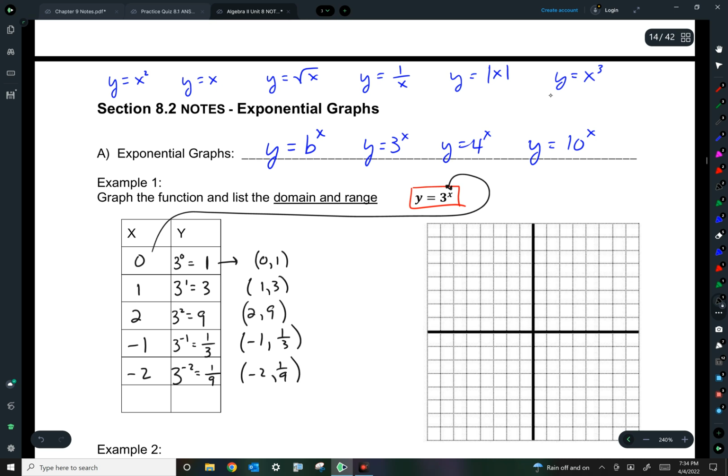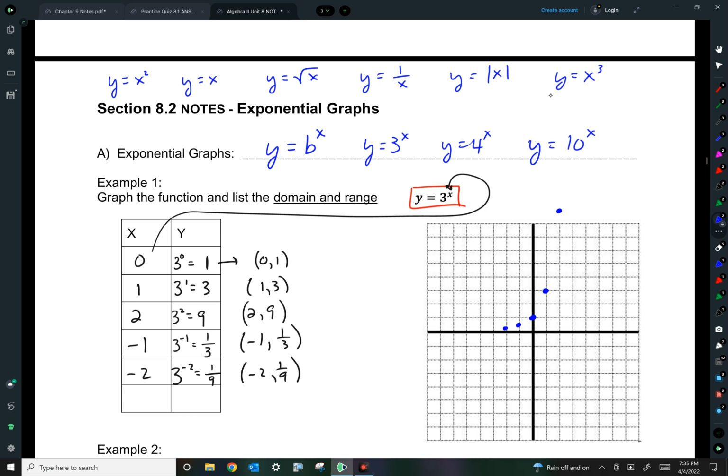Okay, let's graph these. Well, starting at the top, I've got the point 0, 1. So that's right here on the y-axis. Then I've got the point 1, 3. And then 2, 9. I think that goes off the graph by like 1. Then I've got the point negative 1, 1 third. 1 third is just a little less than a half, so I'll just kind of estimate it there. And then negative 2, 1 ninth. 1 ninth is tiny. It's like barely even more than 0. So I'll just put it kind of just above the x-axis.